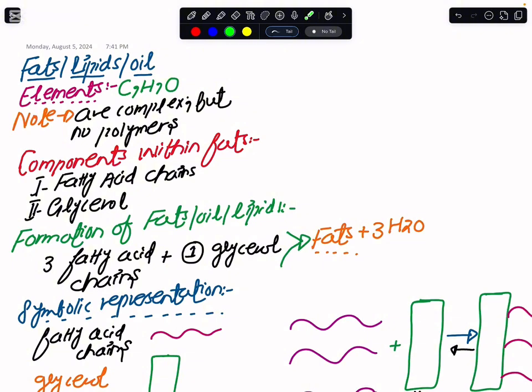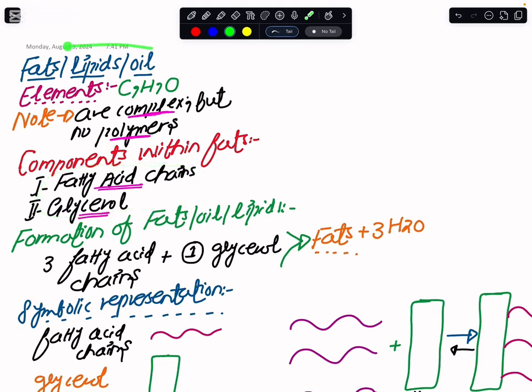Now, you must know that overall these fats are complex, but we never call them polymers, because for polymers we need multiple repeating units that we call monomers. But for the fats, we will have just the fatty acid chains. There will be a total of three, and we will have one glycerol. Other than that, we will not have anything else. So that is why they are complex. They are not polymers.